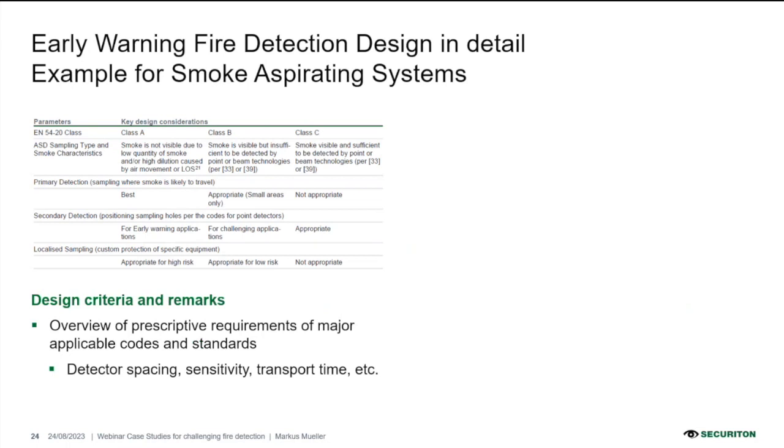We then make a comparison between major codes and standards that are applicable, again, to a specific industry or application. And we compare them in terms of detector spacing, sensitivity, transport time, etc., for the example of a smoke aspirating system.